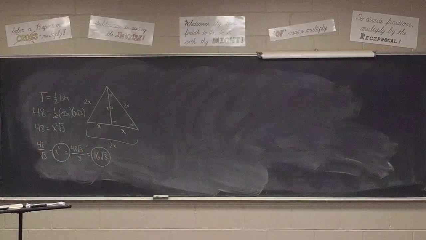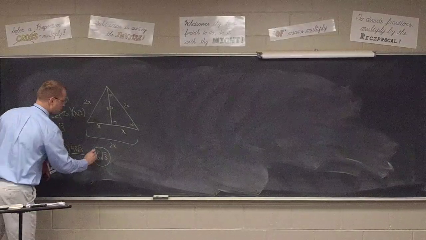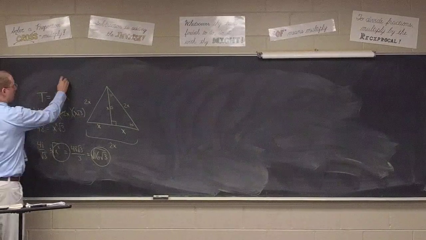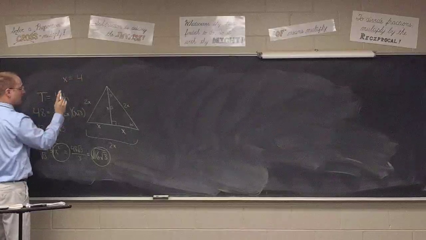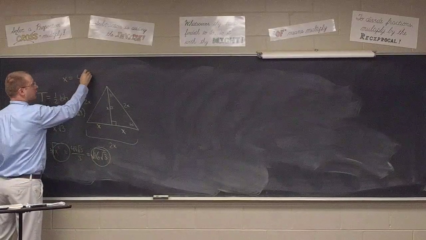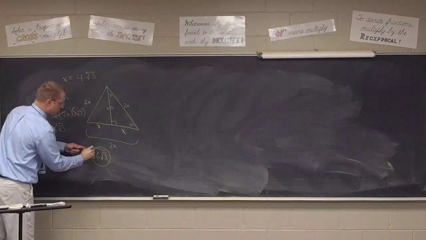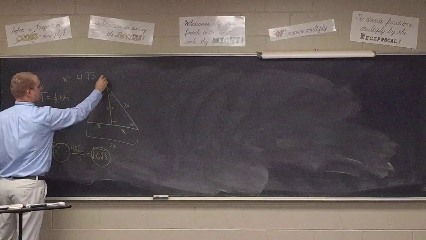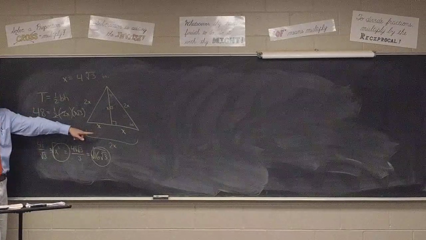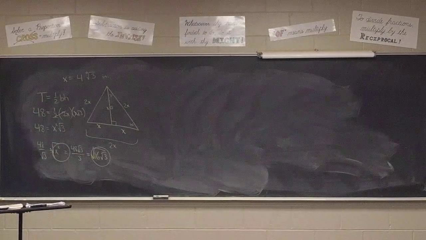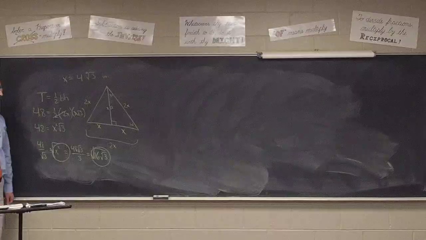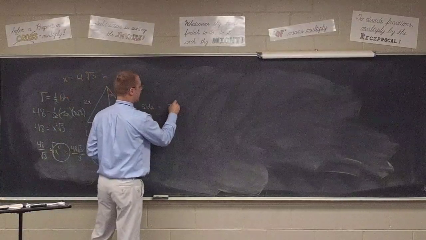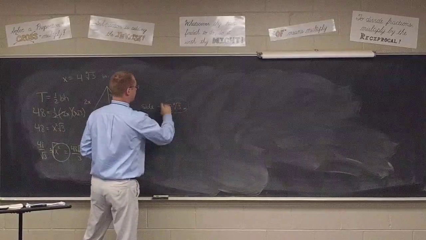What do we get when we take the square root of both sides? X equals 4 times the square root of the square root of 3. X equals 4 times the fourth root of 3. Remember, we multiply the indexes when you take the root of a root. And inches. That's x, but that's not what it asked for. What did it ask for? A side. What's a side? 2x. So what's a side? 8 times the fourth root of 3 inches.